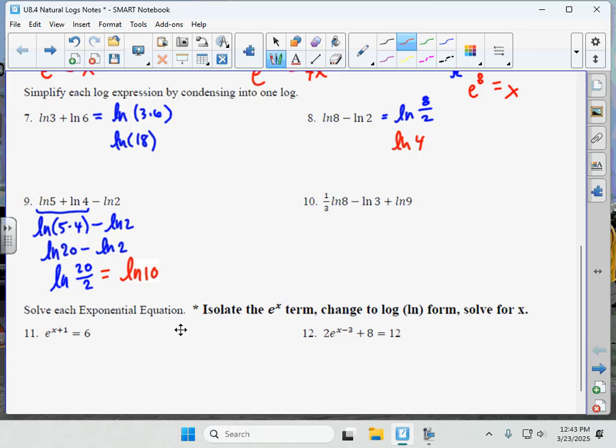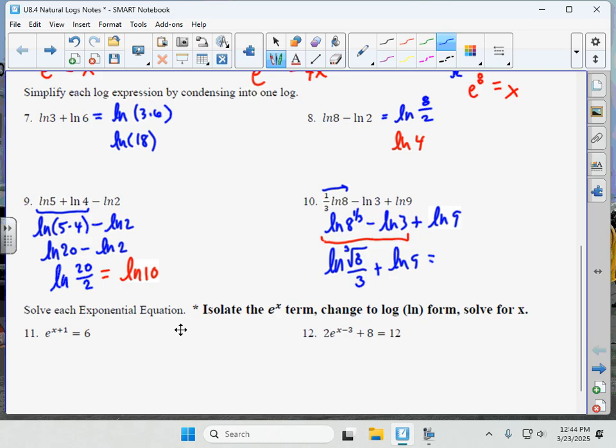All right, number 10, let's see, we have a coefficient, that 1/3, that's going to go up as an exponent first. So that's ln 8 to the 1/3 minus ln 3 plus ln 9. All right, again, we're going to work left to right and take the first two logs that we come in contact with. So we have subtraction, so we'll condense that into a fraction. All right, now 8 to the 1/3 is also the cube root of 8 over 3 plus ln 9. All right, and then addition condenses to multiplication.